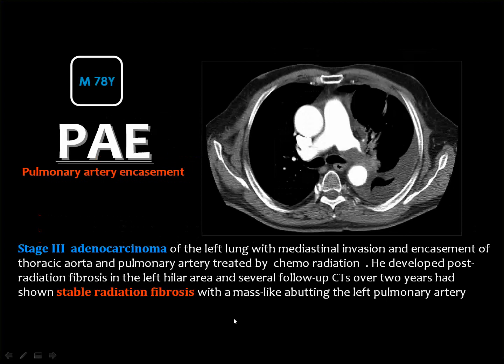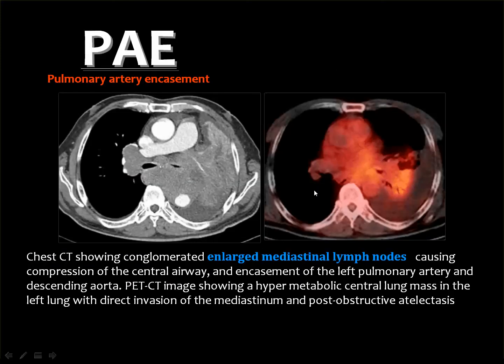And this is a patient with adenocarcinoma that has been treated by irradiation, and you got the residual lesion encasing the pulmonary artery, which was stable for several follow-ups, and this was diagnosed as post-treatment fibrosis encasing the pulmonary artery. And here is a big mass of lymph nodes encasing the left main pulmonary artery, which is almost thread-like in appearance.